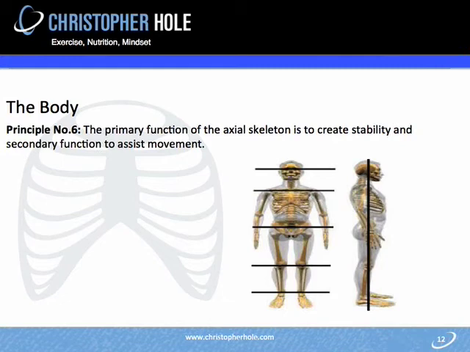What we want to start doing, and this is what we start doing at Christopher Hole Training, this is what we start doing at the Back to Basics, is build the foundation, which is the basic skills, which is why it's called Back to Basics, because we're going back to the fundamentals, and one of the fundamentals and one of the principles is this one. The primary function of the axial skeleton or the torso is to create stability.